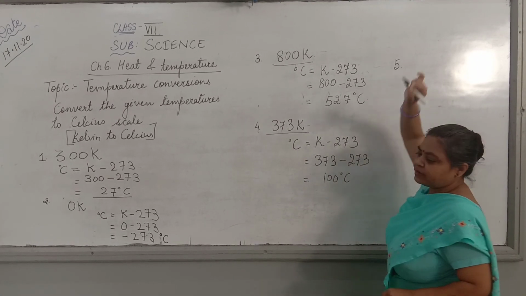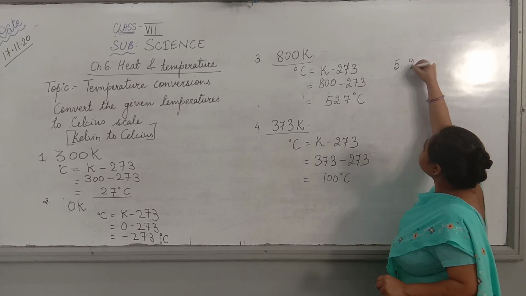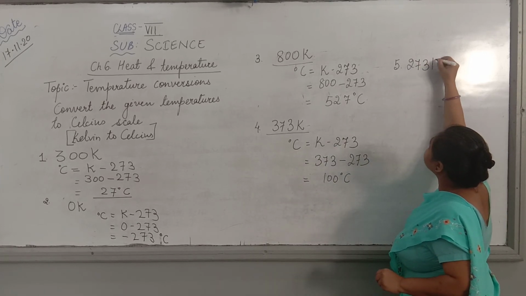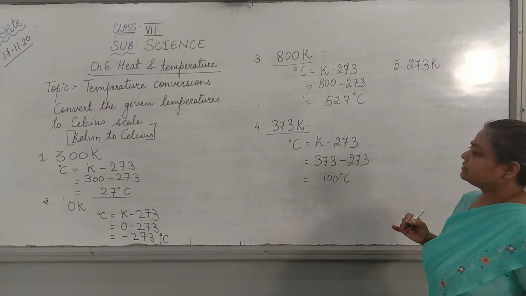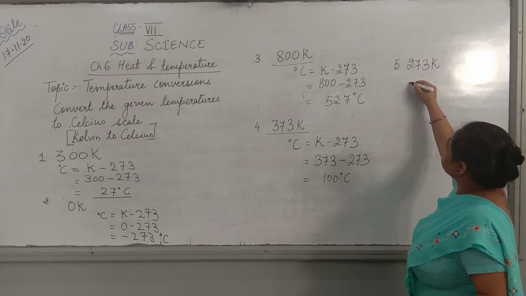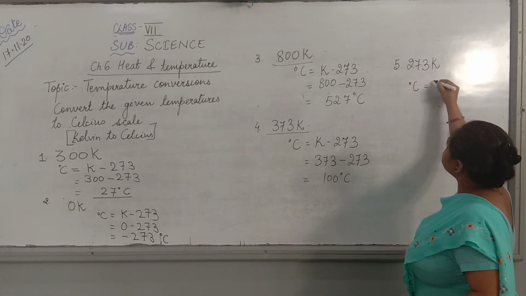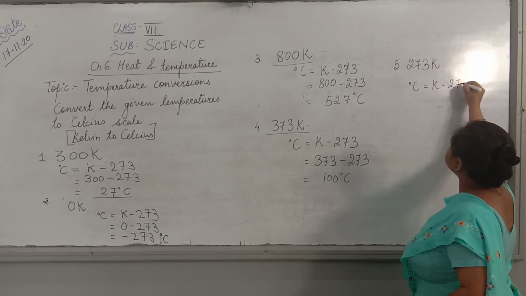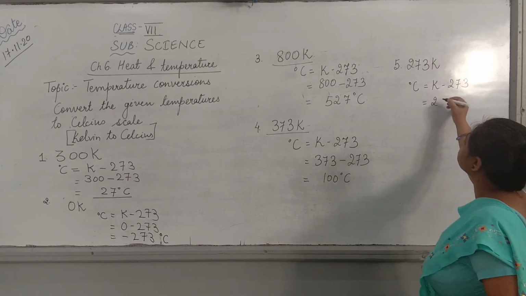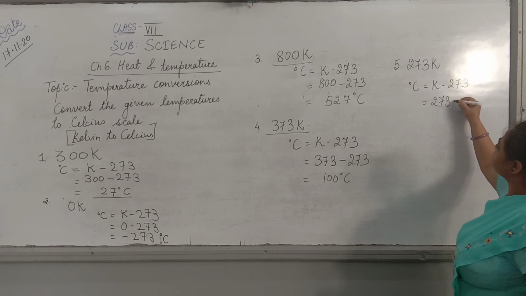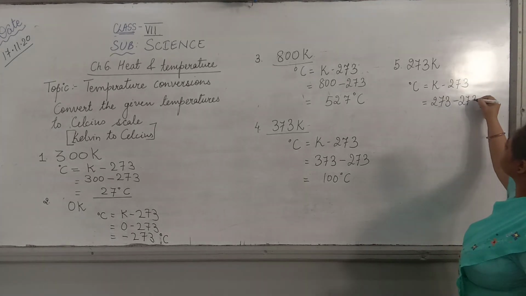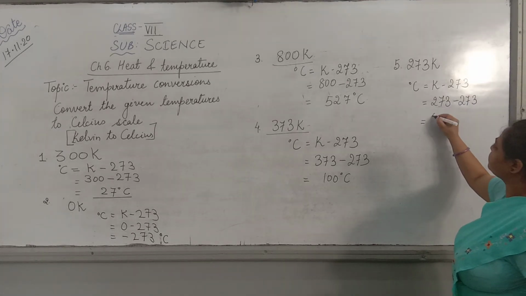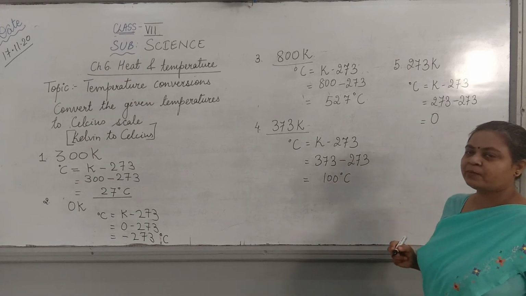Number 5, we will take it as 273 Kelvin. So, degree Celsius is equal to K minus 273. Given temperature is also 273. So, 273 minus 273 will give you 0.